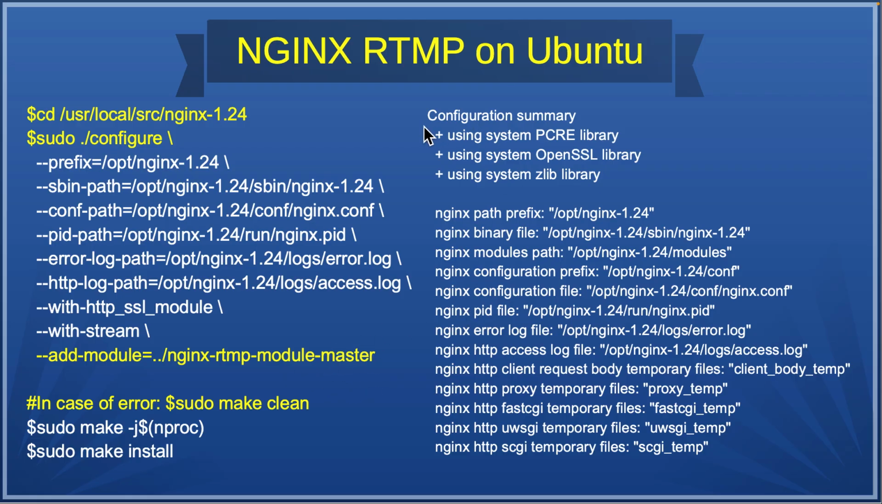And then once you run this command, you should see the configuration summary: using system PCRE library, using system OpenSSL library, using system glib library, and then you should see this output description. In case you have any error, sudo make clean, and sudo make with nproc, and then sudo make install.